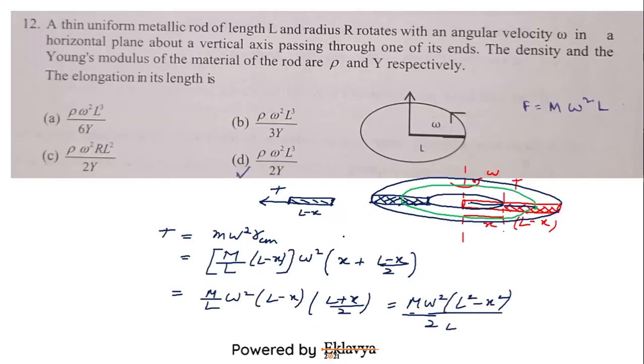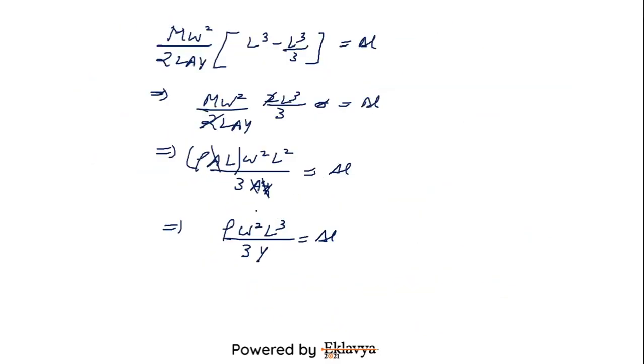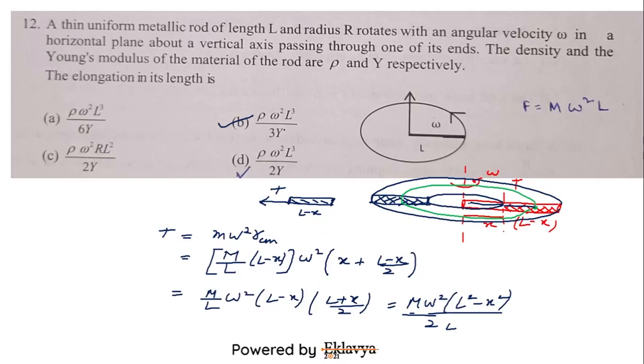Let's see whether we have an option like this. So rho omega square L cube by 3Y. B option looks to be the correct one. Let me check. Rho omega square L cube by 3Y. Yeah, so B option looks to be the correct one.